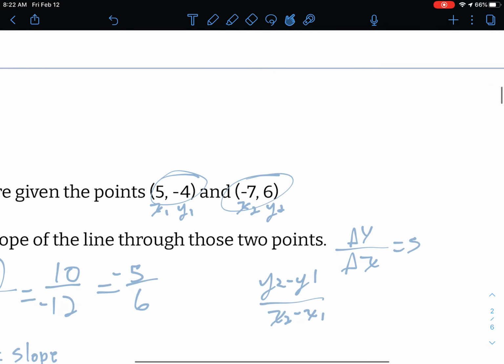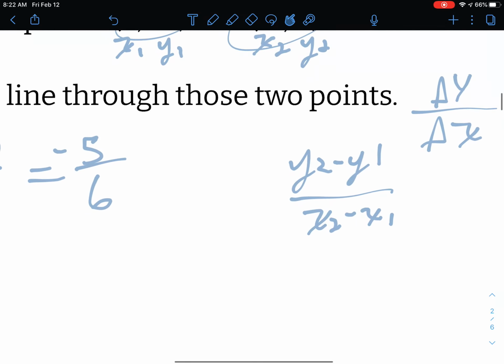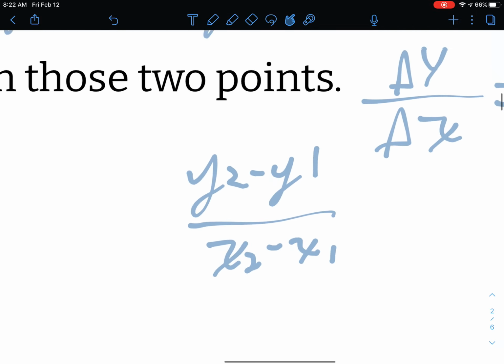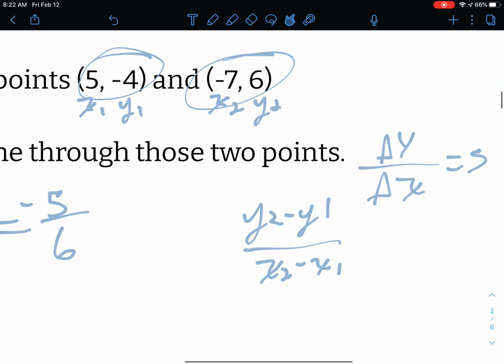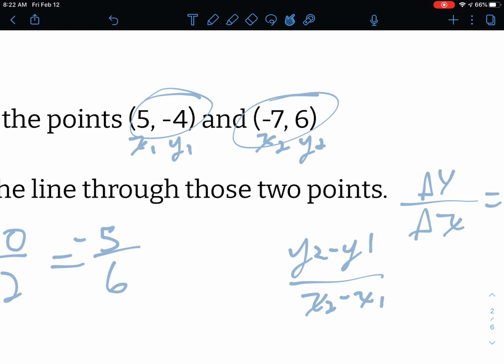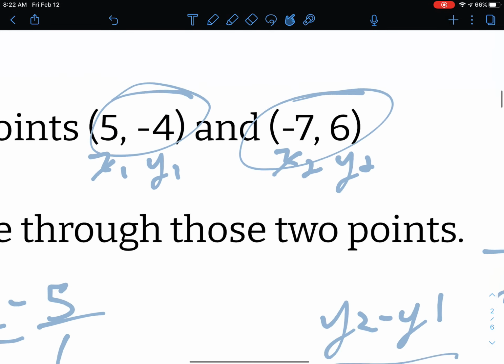Slope is change in y over change in x. And more specifically, y2 minus y1 over x2 minus x1. That's the change in y and that's the change in x. You're going to use this formula more because it's easier. You take these points and plug in numbers. But what you first do with these points is label them. It makes it a lot easier. So this is my x1 and this is my y1. This is my x2 and this is my y2.